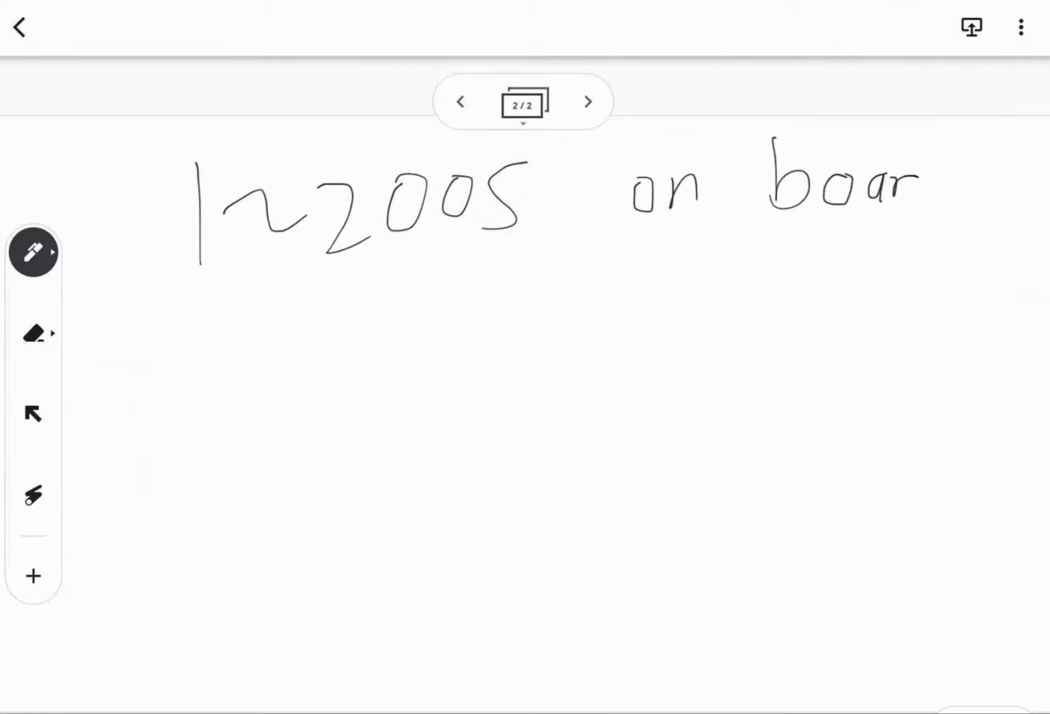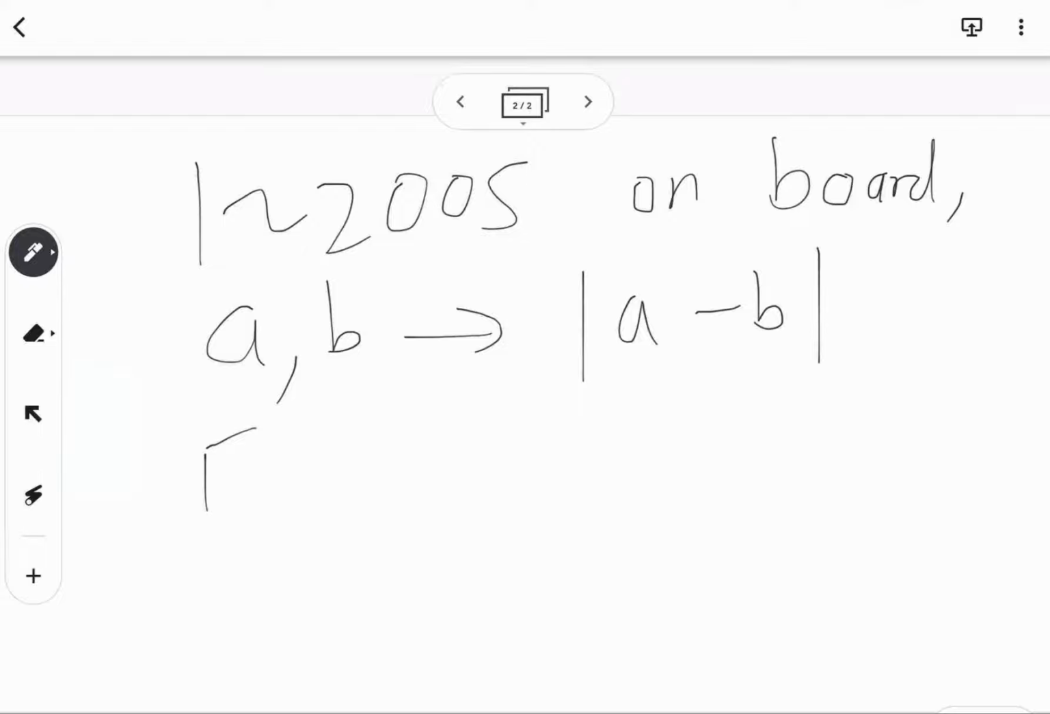So we have the numbers 1 through 2005 on some blackboard, and if we have a and b on the board, then we replace them with the absolute value of a minus b. And you keep on going until there's only one number left. Can the final number be 2?